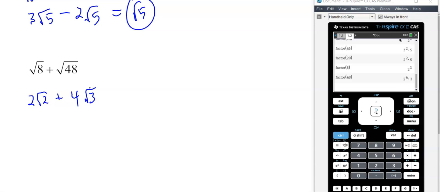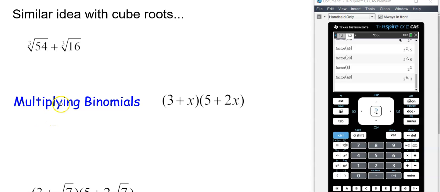And unfortunately, these two do not combine together. That's as simple as you can get. So they don't go together because the radicand, the number inside the radical, is not the same. So we cannot add or combine those terms together. So it doesn't always work. Many times it does, but it doesn't always work.